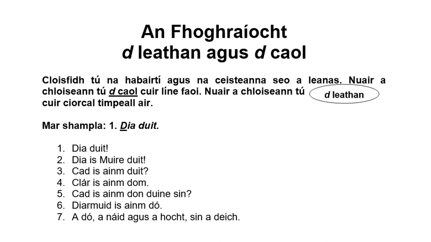For this part, you'll need your handout on fhoghraíocht, dí leathan agus dí caol. You will hear the sentences and questions that follow. When you hear a slender dí, put a line underneath it. When you hear a broad dí, put a circle around it. For example, Dia. Dia is slender, so there's a line underneath the D in Dia.